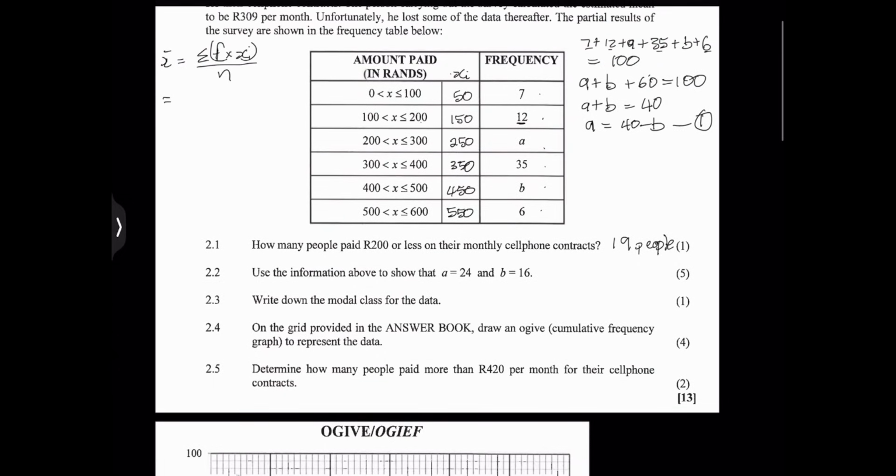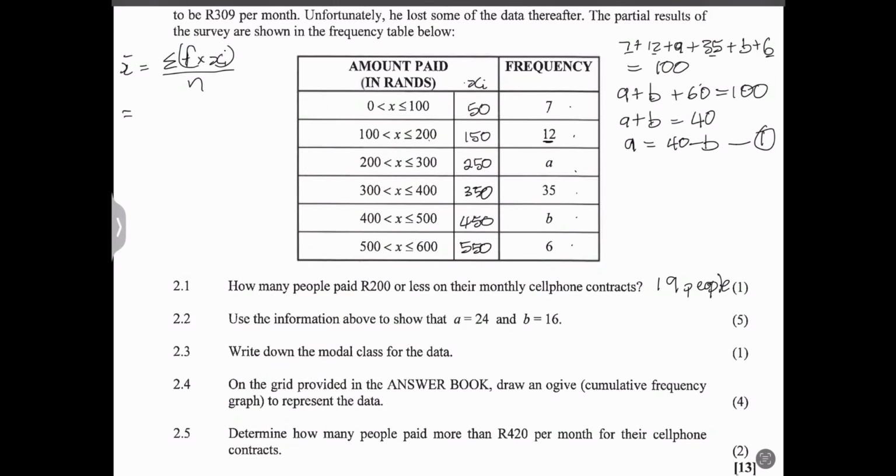Right, now that we know that the value of A is 24, so we know this value is 24, and we know the value of B is 16. Now that would make it easier for us to draw the ogive, isn't it? So remember, what are we going to do?